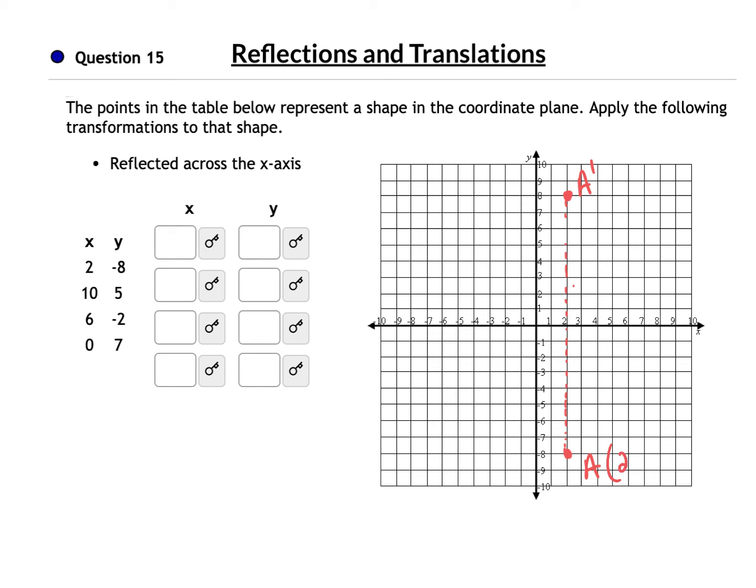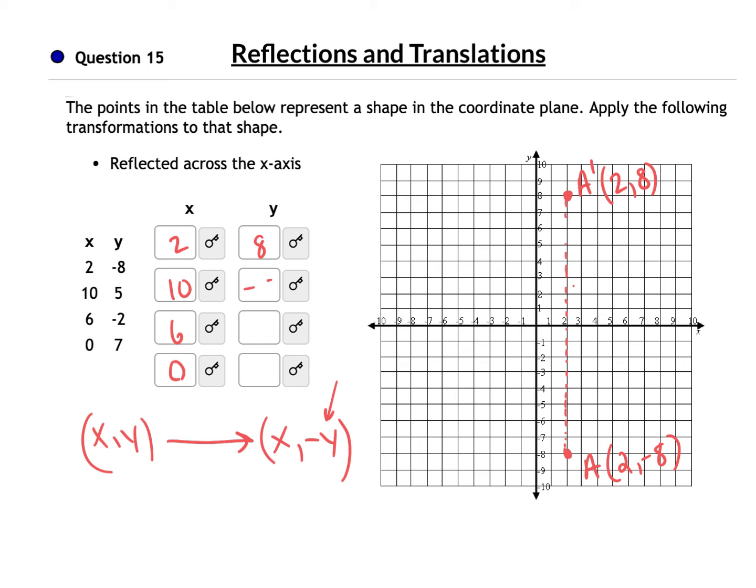Notice that the point 2, -8 becomes the point 2, +8. A point x, y becomes x, -y: the 2 stayed the same, but y became the opposite. So for every one of these ordered pairs, the x is going to stay the same: 2, 10, 6, and 0. Y, though, is going to become the opposite. That's 8, -5, 2, and -7.